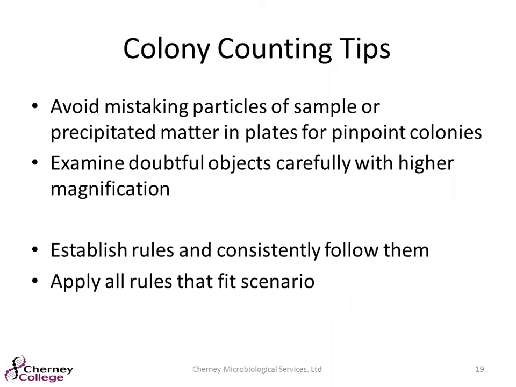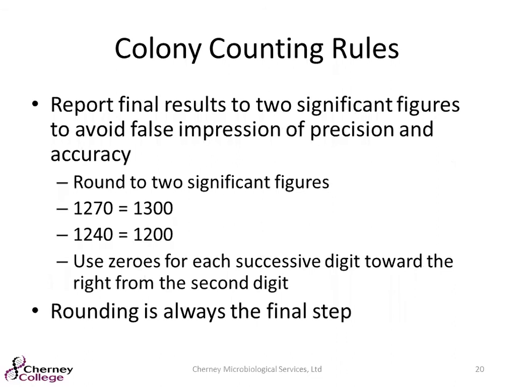It depends on their sample type or their dilution scheme, but just making sure that within your organization, everybody follows the same rules. So for us, we're going to report the final results to 2 significant figures, and that's just to avoid the false impression of precision and accuracy. There are so many variables that come into play that micro is not as precise as chemistry. So we are going to round to 2 significant figures. So there's some examples there, the 1270 up to 1300.